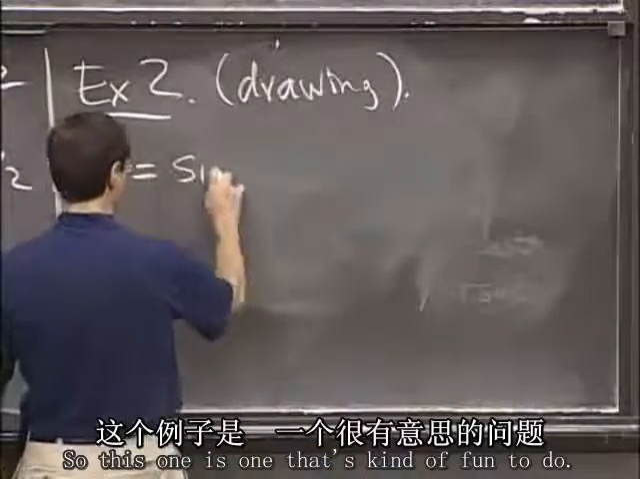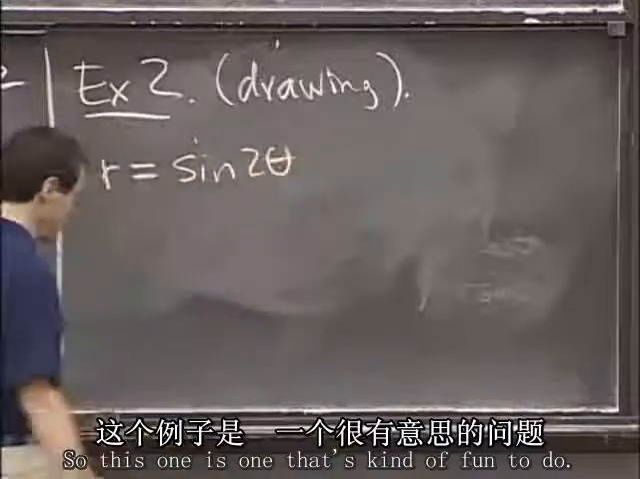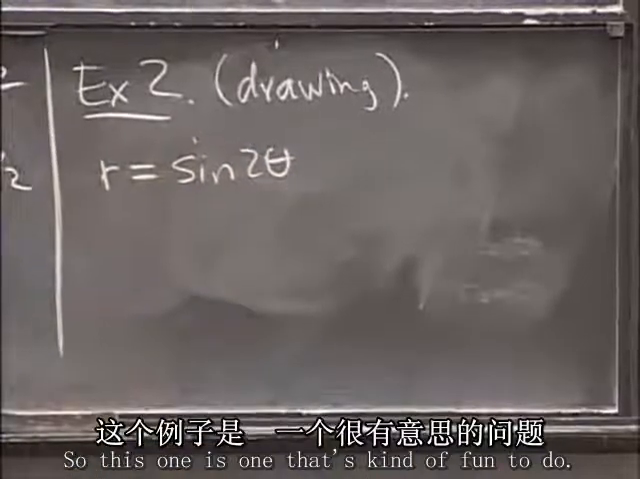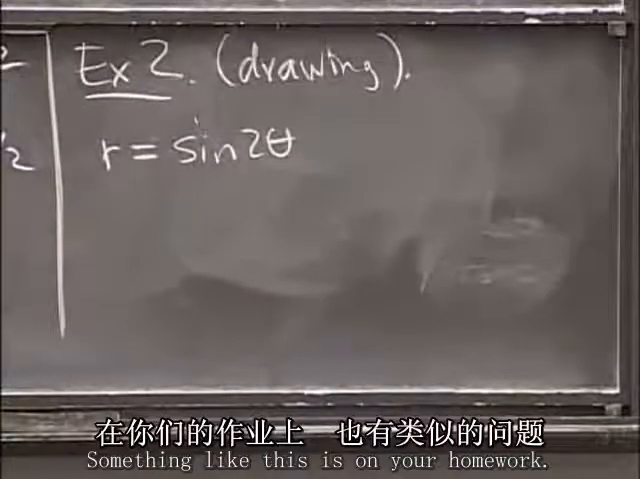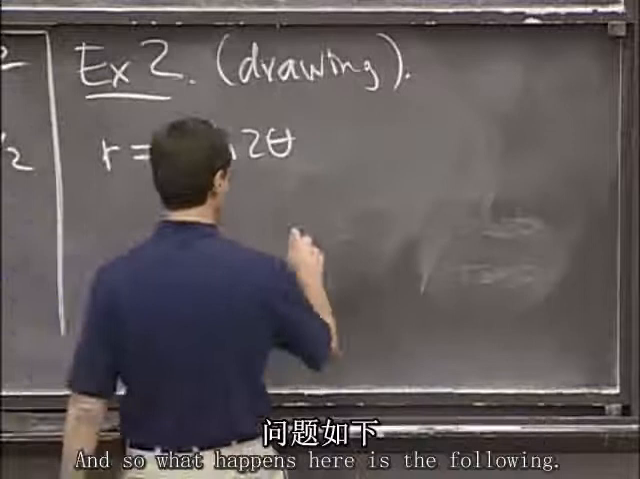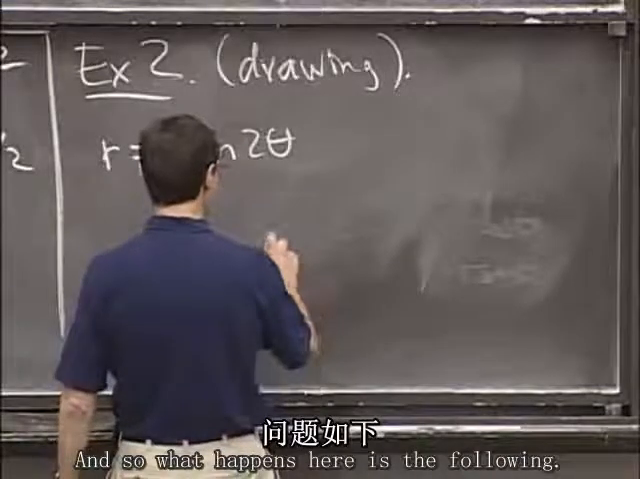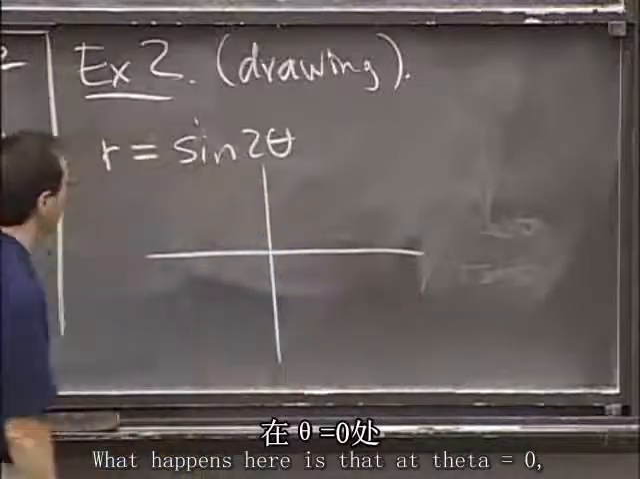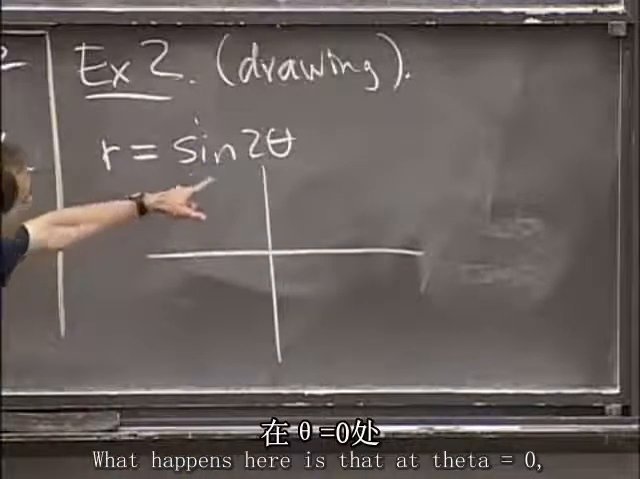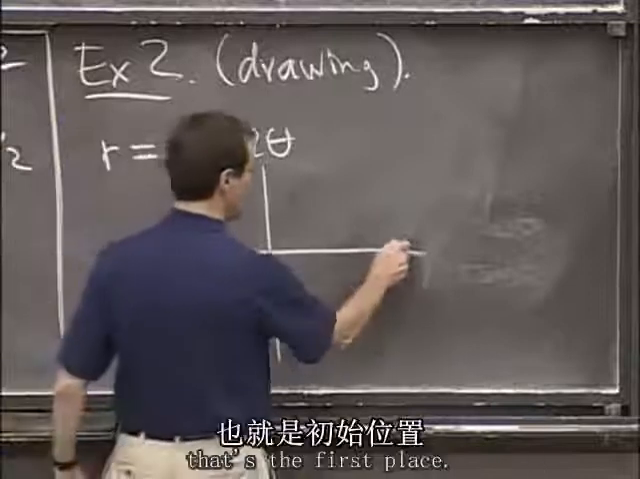So this one is one that's kind of fun to do. This is r = sin 2θ. Something like this is on your homework. And so what happens here is the following. What happens here is that at θ = 0, that's the first place.